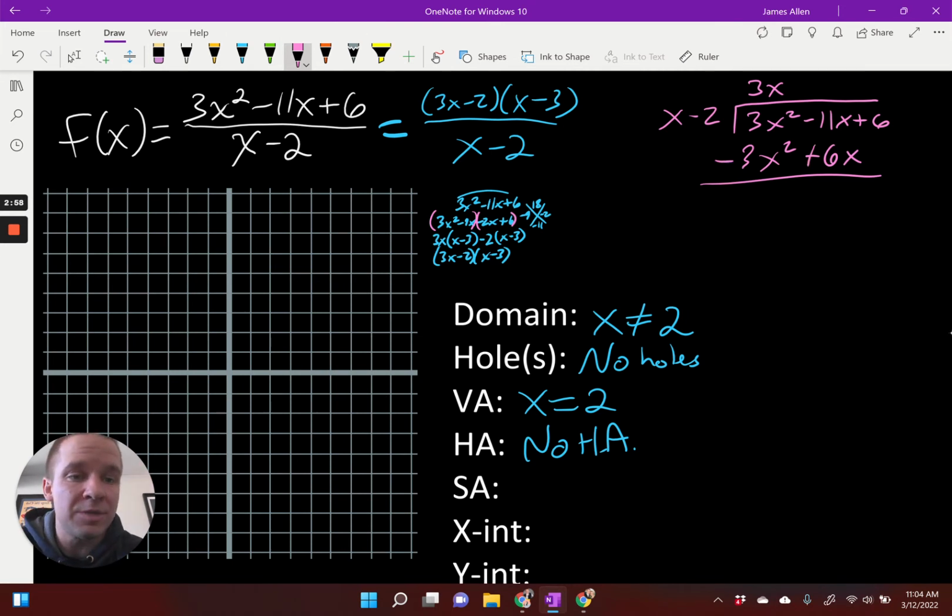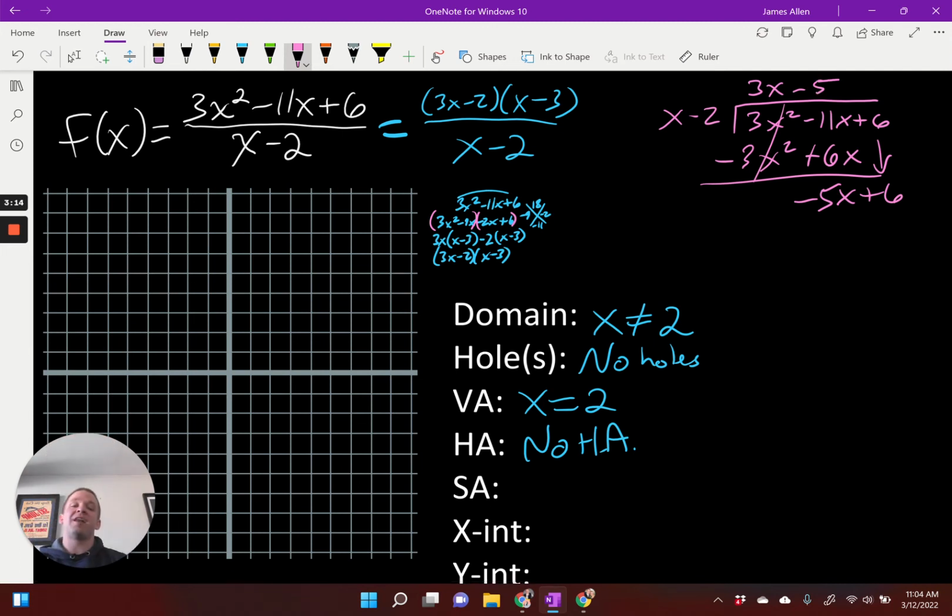So subtraction, this becomes addition. These are going to cancel. They always will if you did it correctly. And then I'm going to have negative 5x. Drop my 6. And now I say, okay, x times what gives me negative 5x? That's going to be negative 5.